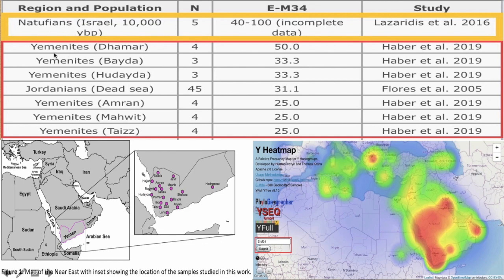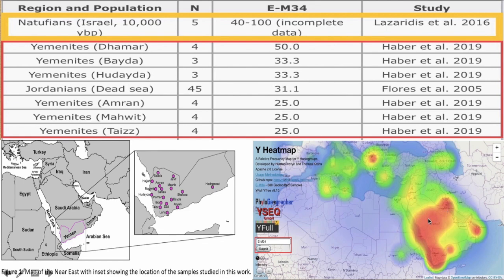Natufians and Yemenite samples, or Yemenite peoples, we see these are the places where we got the samples, and here are the locations. And we see that Yemenites in these locations have 50%, 33%, 33%, 25%, 25%, 25%. And here's just a Y heat map of the Middle East, specifically Arabia, with a lot of high frequency of E in Yemen, which makes sense, and also in Arabia.